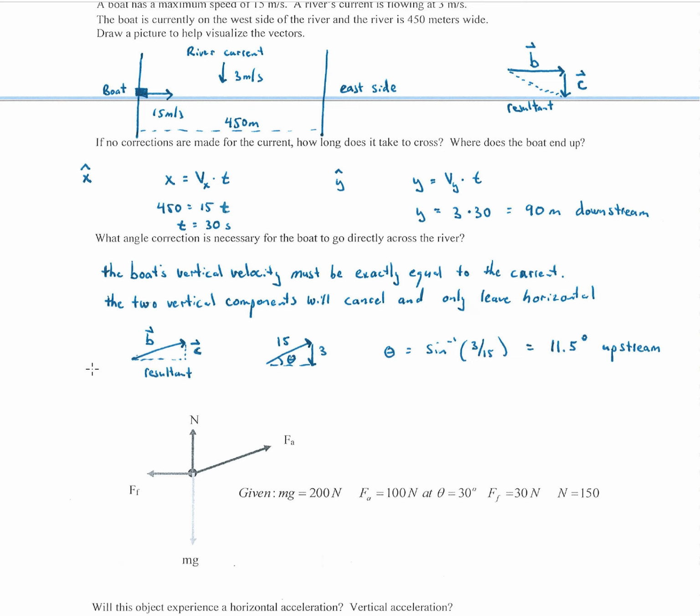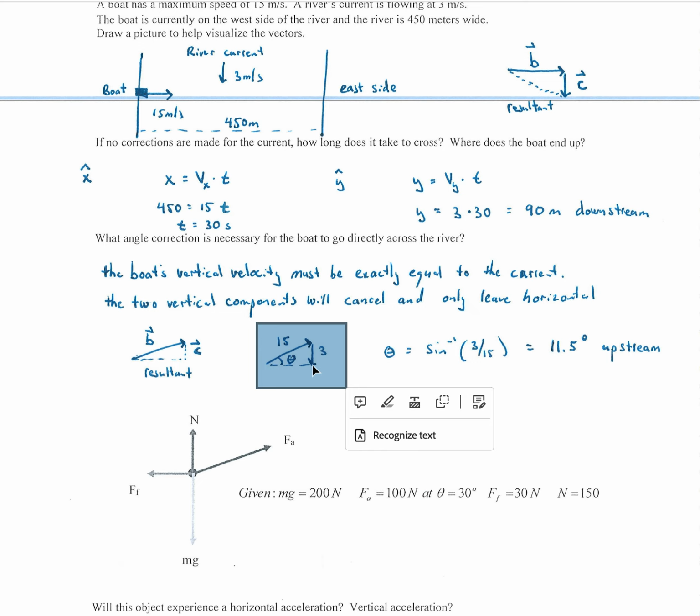It must mean that the boat's vertical velocity, when it's tilted up, is exactly equal to the current's velocity going down. So all we need to do is tilt the boat up so that we create a vertical component in the boat of 3. And that's what this is saying. The boat goes 15, and I'm going to use it to tilt it up at an angle such that my vertical component is 3, and so that when I add the component of the current, the 3 and the 3 cancel each other, and I go straight across.